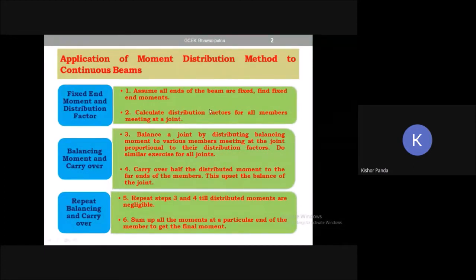For this distribution factor, you have to find out the relative stiffness of the members, then the relative stiffness of the joints. Then you can find out the distribution factors. Then what is the third step? Balance a joint by distributing balancing moment to various members meeting at the joint proportional to their distribution factors. Do a similar exercise for all joints.